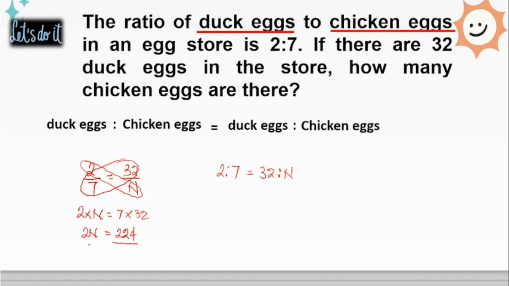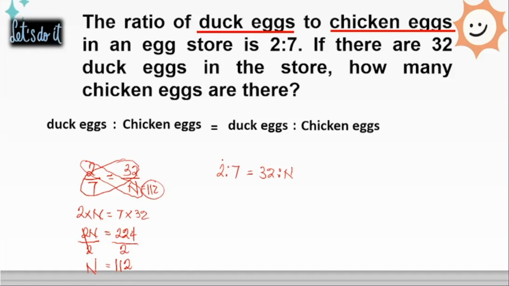Then, divide both sides by the partner ni n. Sino? Si 2. Okay. So, we can cancel 2. Matitira na lang ay si n. 224 divided by 2 is equal to 112. So, therefore, si n is equal to 112. Using the cross product strategy.